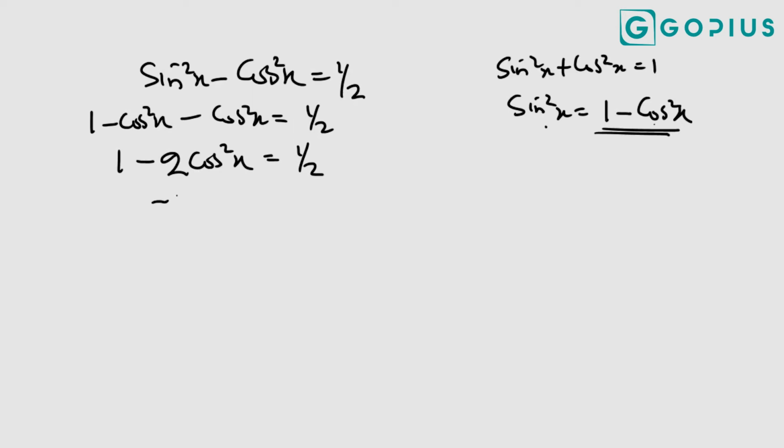So if I have minus 2 cos square x here equal to 1 over 2, the 1 to this side will give us minus 1. So I have minus 2 cos square x equal to 1 over 2 minus 1, which will give you minus 1 over 2. You can do LCM and check it out. 1 over 2 minus 1.